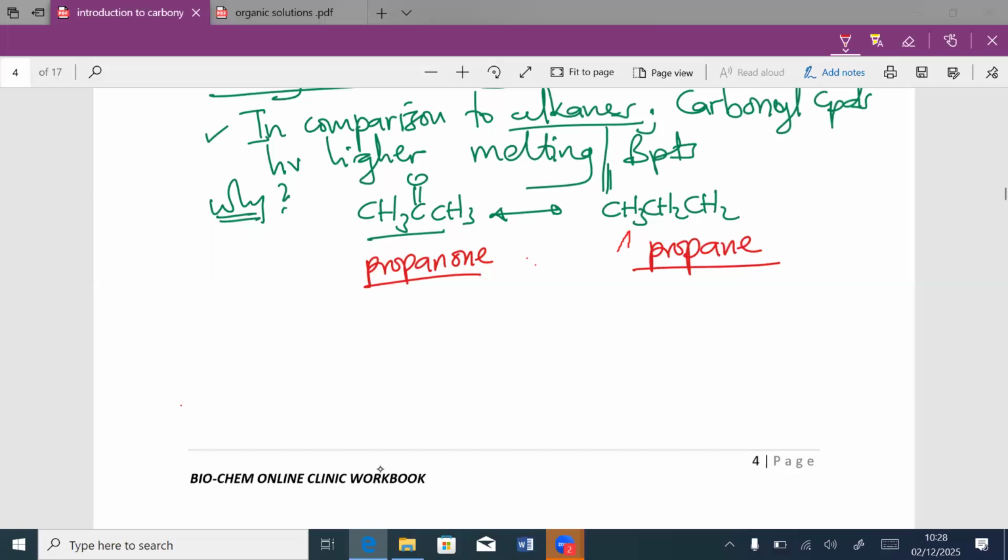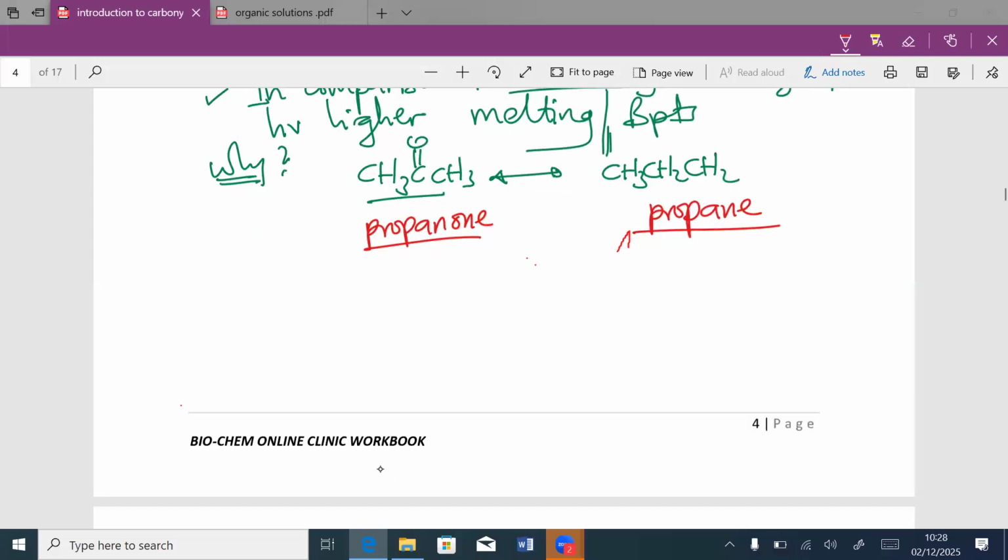So they can give you data and tell you maybe this one here has a boiling point of 121 degrees centigrade, and this one has a boiling point of maybe, let me assume, 97 degrees centigrade. And you can be told to explain that result. Propanone has a higher melting or boiling point compared to propane.